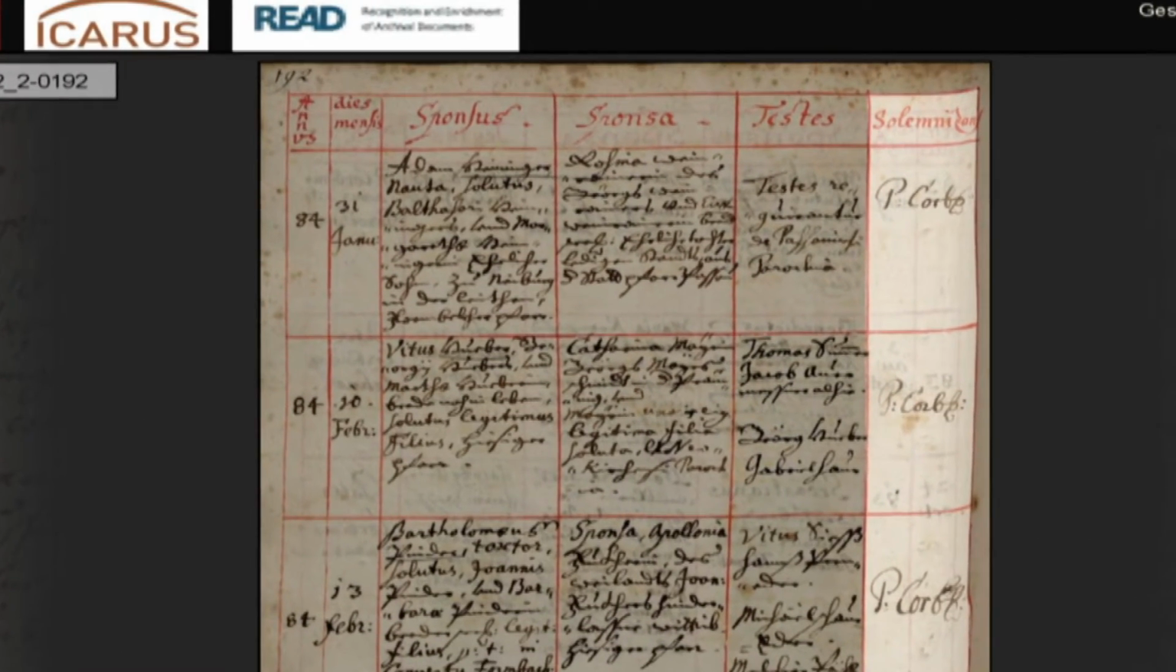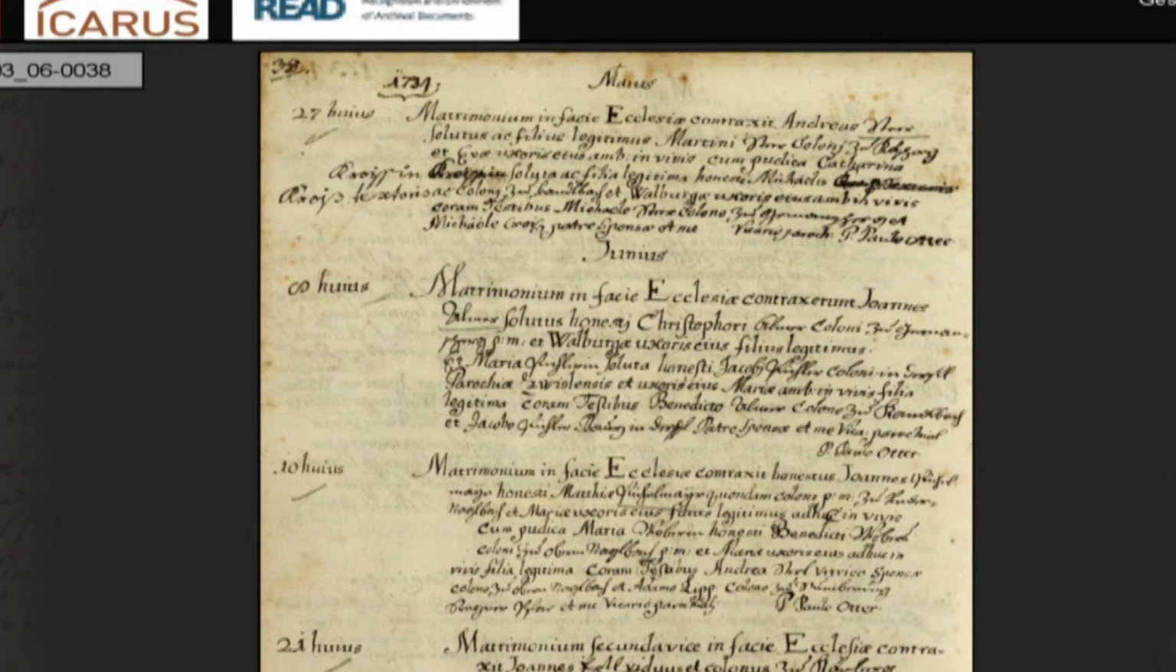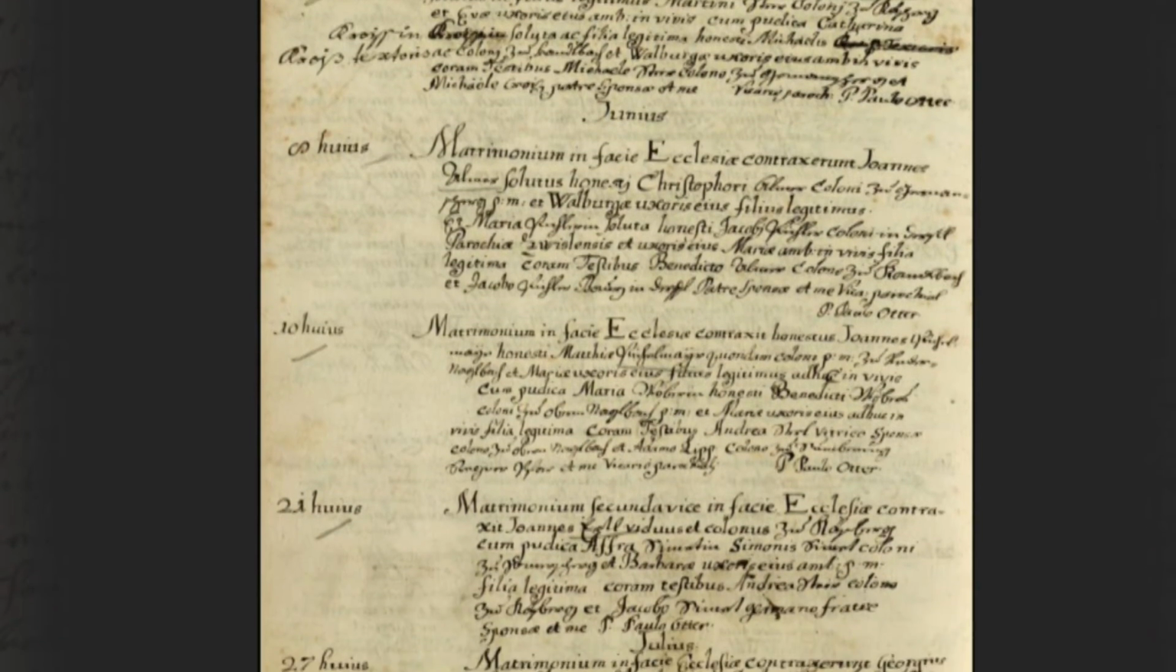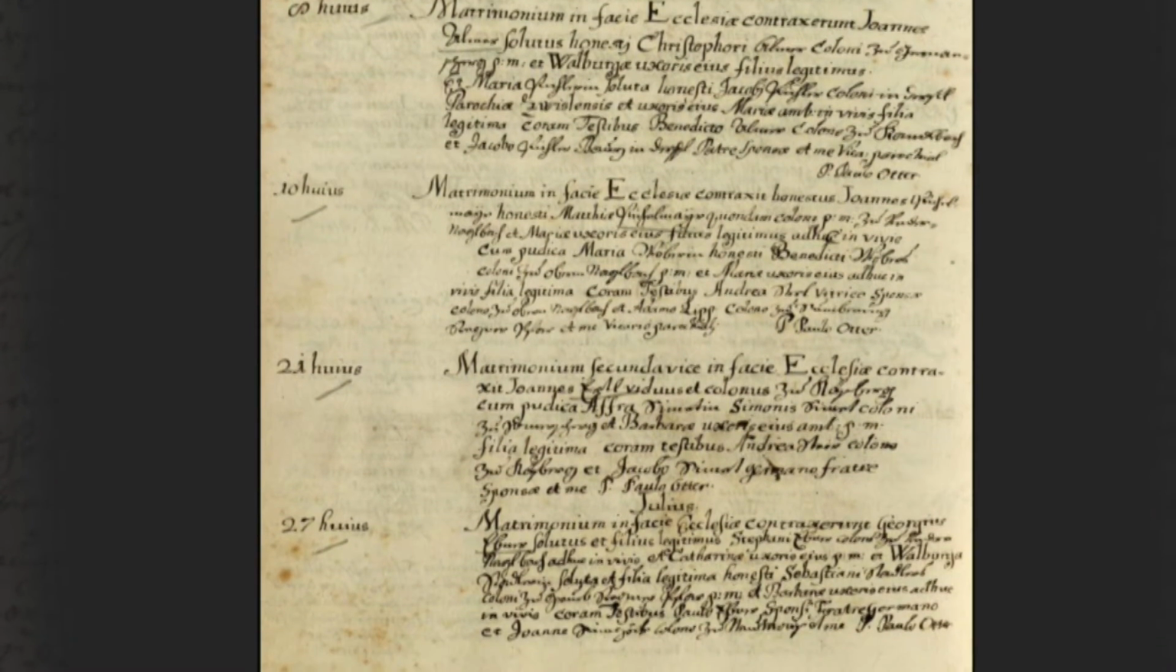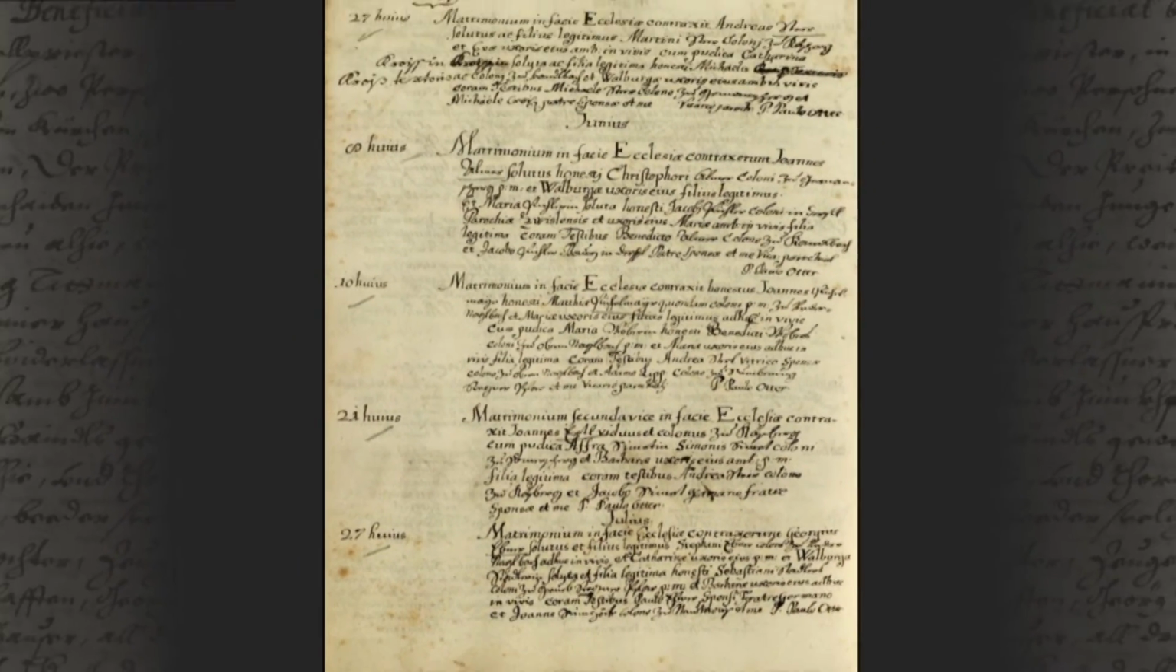You can see on top of the page the information of what to expect, as in this case sponsus, which is Latin and means bridegroom, sponsa, which means bride, testes, which is witnesses, and solemnizans, which means the priest. We have even cases of very good handwriting, which, at least from an archivist's point of view, is very easily feasible to get good reading results.